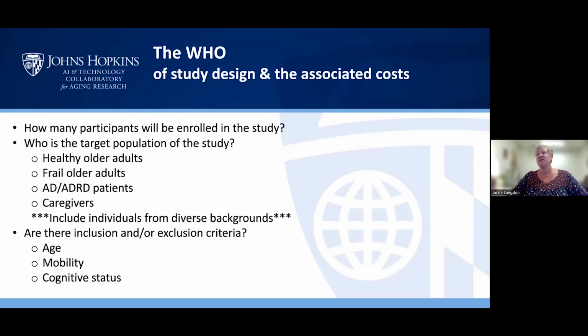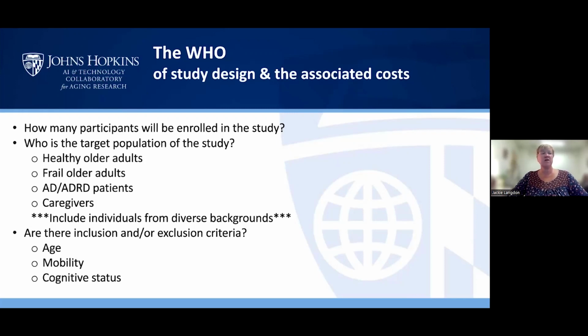Who's the target of the study population? This is important. It could be healthy older adults, frail older adults, Alzheimer's disease or related dementias patients, or it could be caregivers of any of these individuals. It's important to know who your targeted population is. Who is that technology going to help? Because that's who you need to enroll to prove that it'll work and to have that feasibility and testing done. We need to keep in mind that we need to include individuals from diverse backgrounds when we're doing our recruitment.